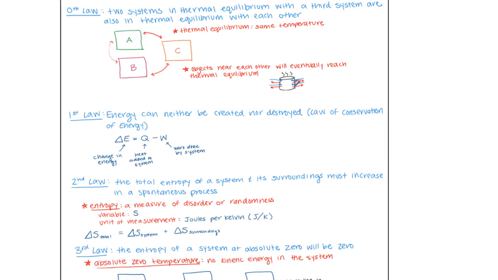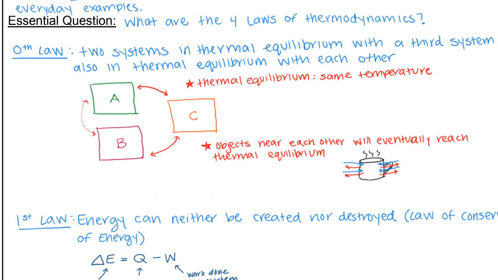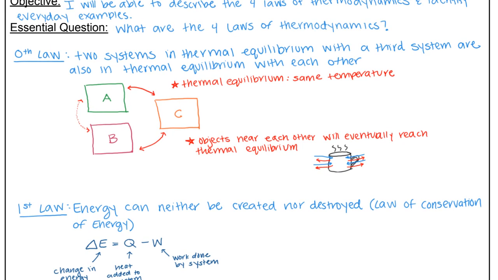So let's go ahead and get right into it. So as a reminder, when we talk about laws, these are laws of nature. These are scientific laws. They've been tested and tested and tested thousands of times, and it has always resulted in the same results. So these are just laws. These are laws of nature that just simply cannot be broken.